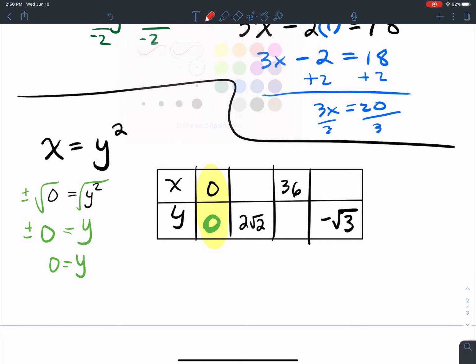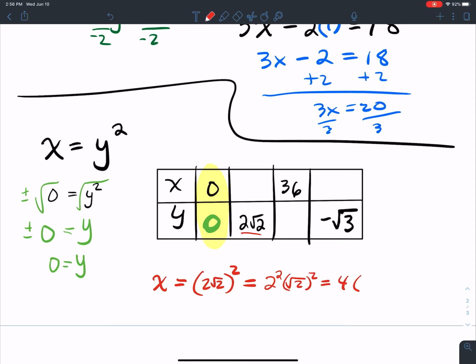The next one, y is equal to 2 square root 2. So I have x equals parentheses 2 square root 2 squared. So 2 square root 2 squared is 2 squared times square root 2 squared. That's 4 times, well, the square of the square root is just itself. And so that equals 8. So the number that goes in here is just 8.